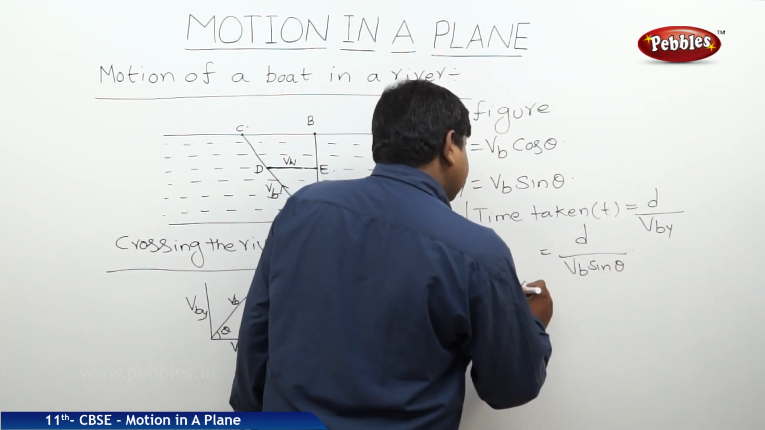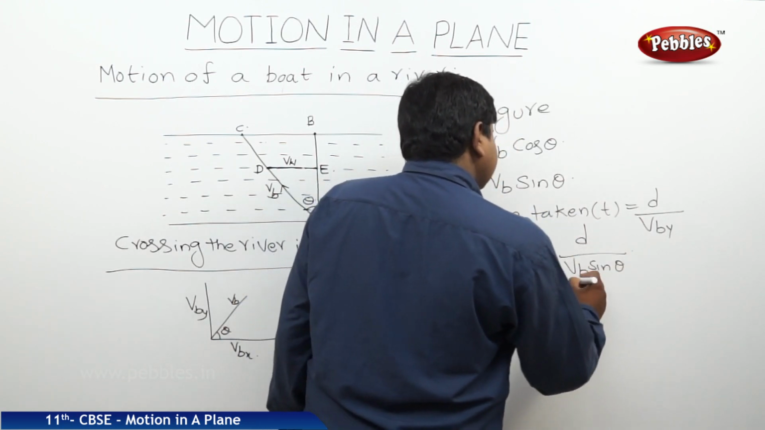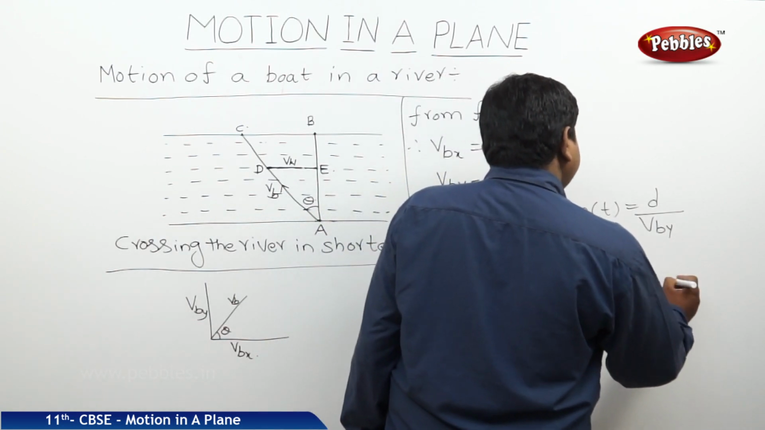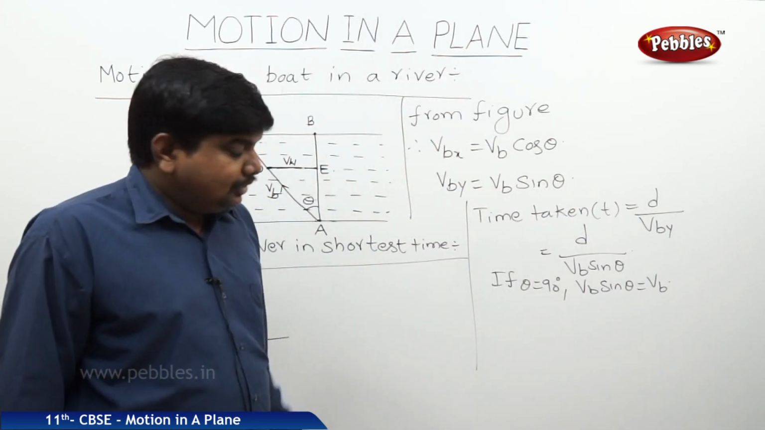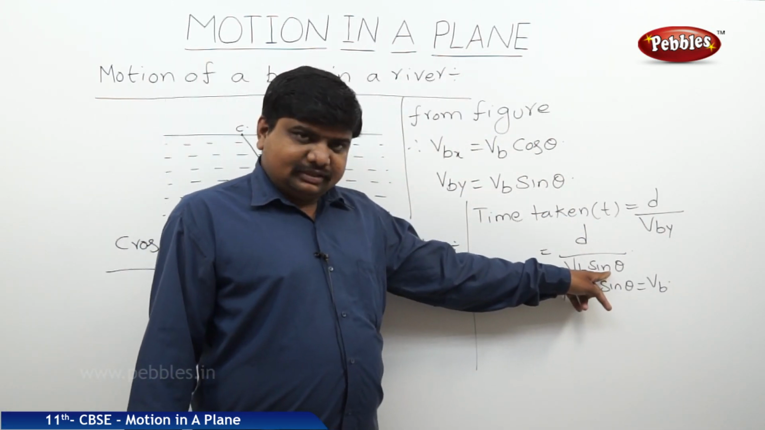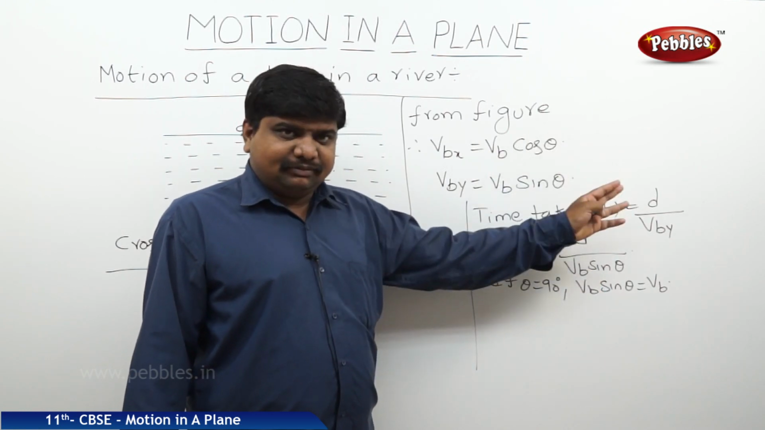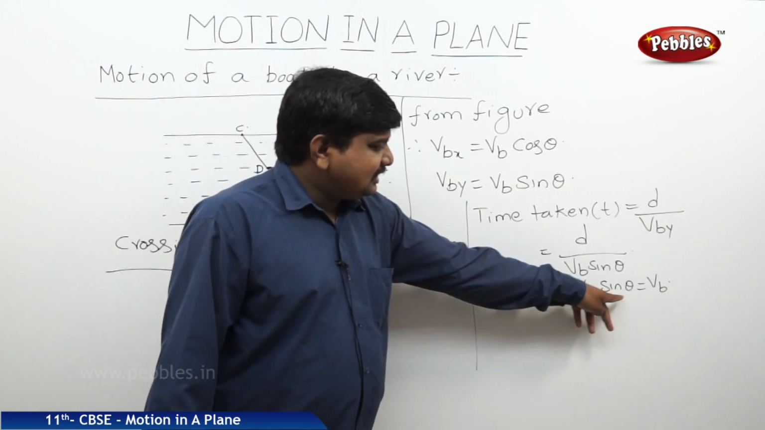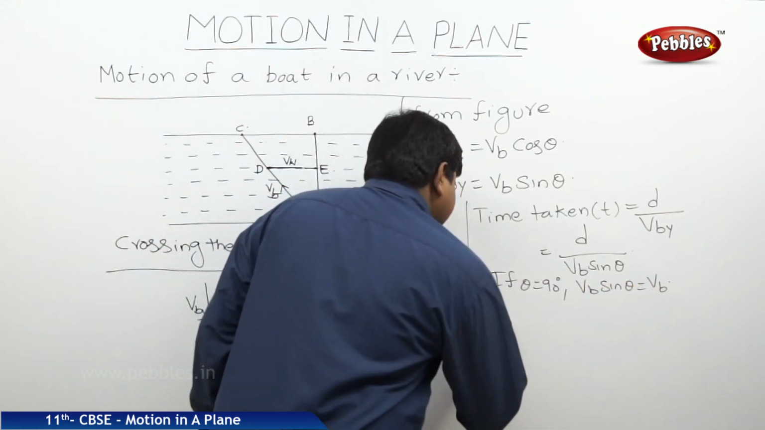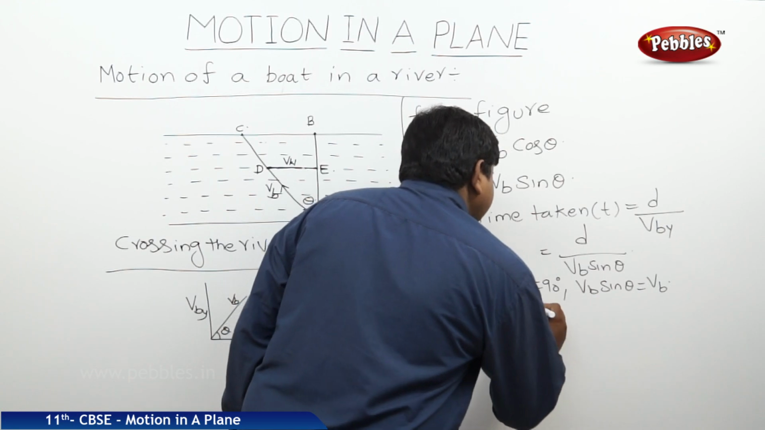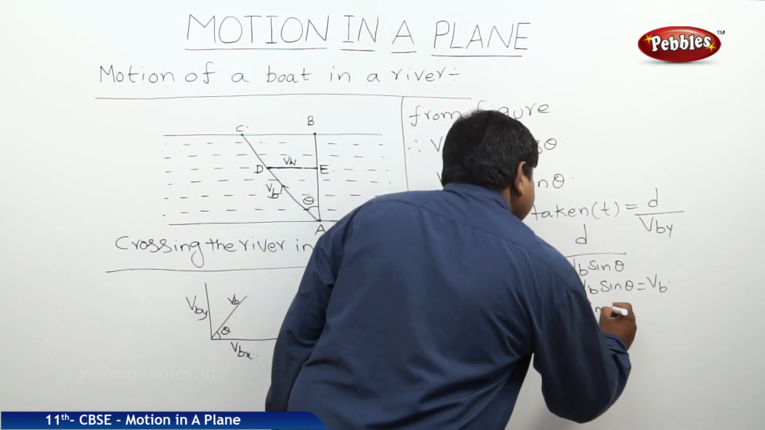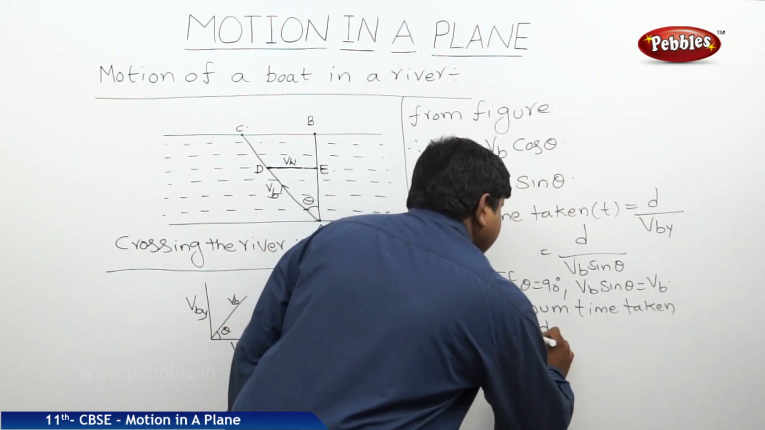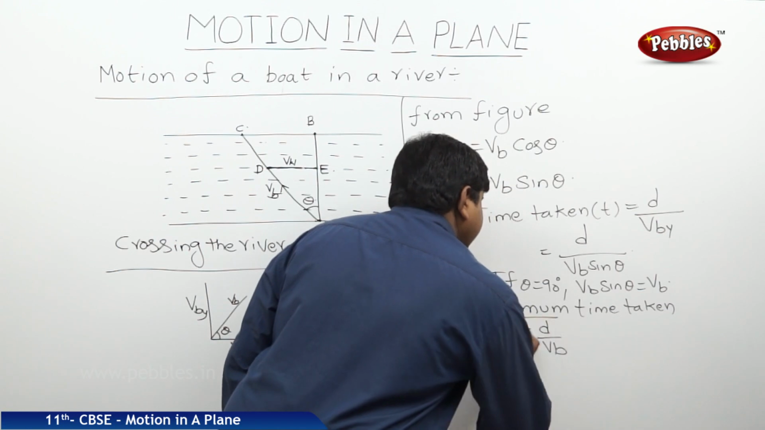If theta is equal to 90 degrees, then Vb sin theta will become Vb. Because the denominator will become maximum, that's why time will become minimum. That's why if theta is equal to 90, Vb sin theta will become Vb, then this will give the minimum time taken. Small t is equal to d by Vb.